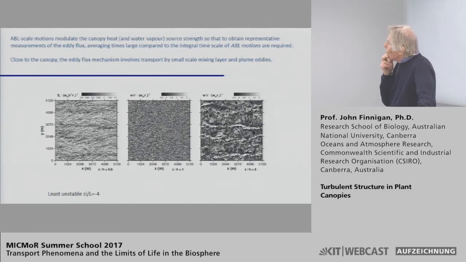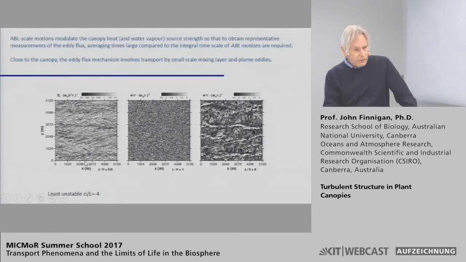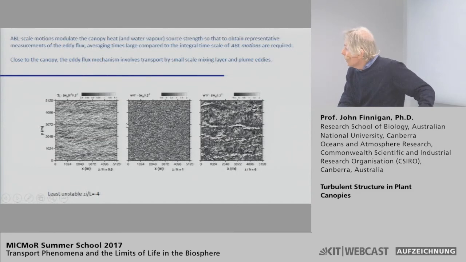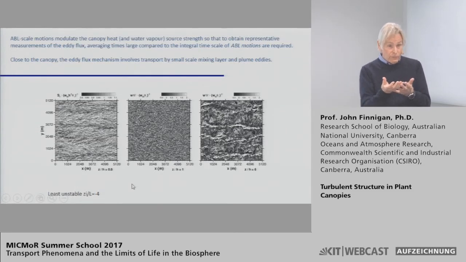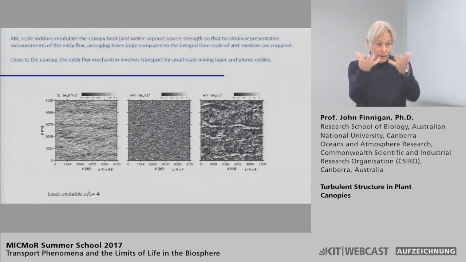So if we look at what are the motions which are doing the transfer, we see that this is the near neutral case, or the least unstable. The heat source, 60% of the canopy height, shows a little bit of structure from the rolls above, bringing hot and cold air down. But the heat flux, the turbulent flux of heat from the canopy doesn't. Basically, what's doing the transfer from the canopy into the air above are all these fine scale things, the mixing layer eddies or the canopy scale plumes.